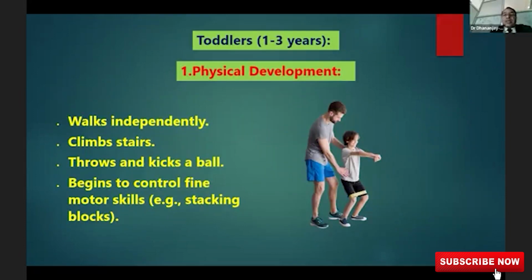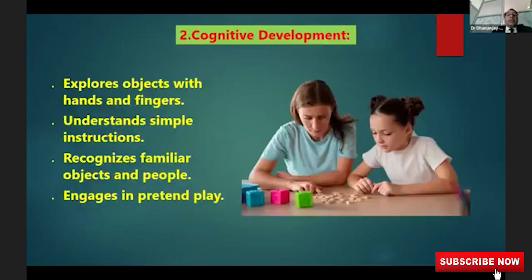Then toddlers, meaning 1 to 3 years, what development is required? Number one is physical development. A child walks independently, climbs stairs, throws and kicks a ball, begins to control fine motor skills, stacking blocks. In cognitive development, explores objects with hands and fingers, understands simple instructions, recognizes familiar objects and people, engages in pretend play. Meaning the child tries to pretend to be a doctor, policeman or anything else.